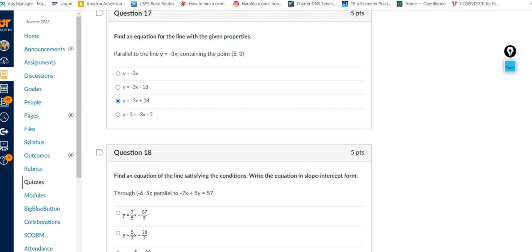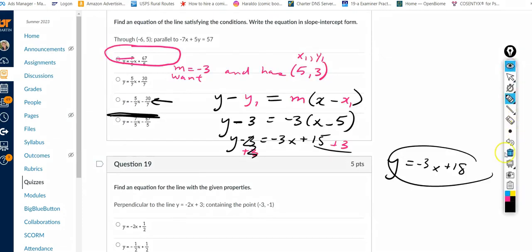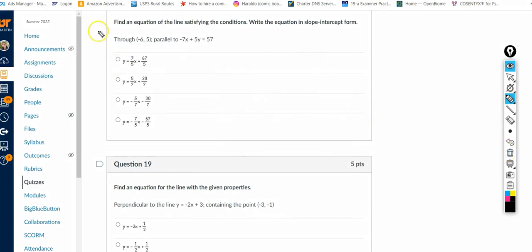Okay, we're getting near the end. All right, so let me get rid of this. Now, find the equation of lines satisfying the conditions. All right, so it contains this point, and it's parallel to this line.